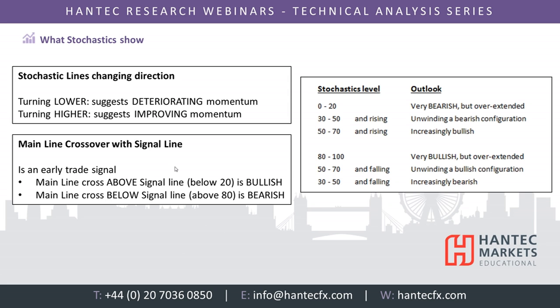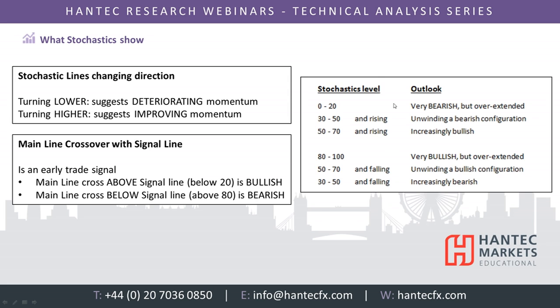That's your main line crossover, and that just suggests once again a difference between deteriorating momentum and improving momentum. So your deteriorating momentum would be when your main line has crossed below the signal line, and your improving momentum would be when your main line crosses above the signal line.